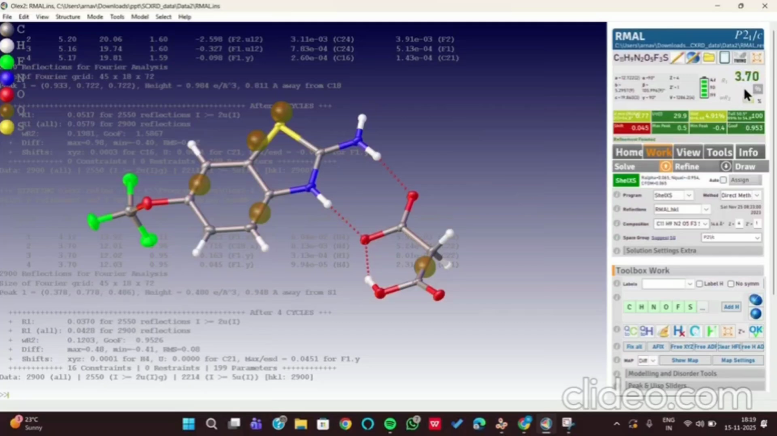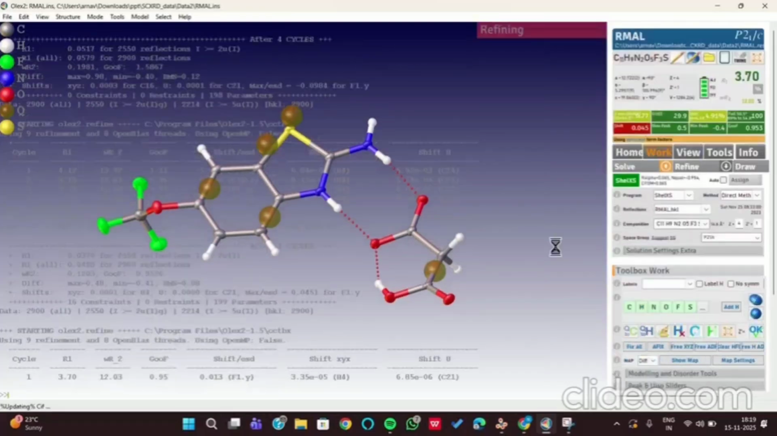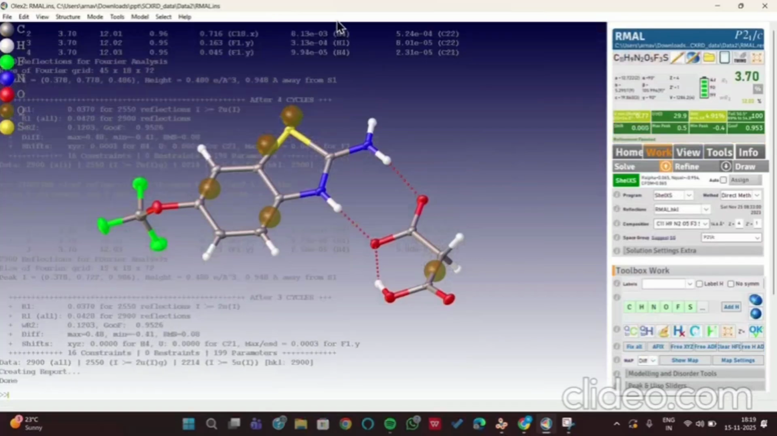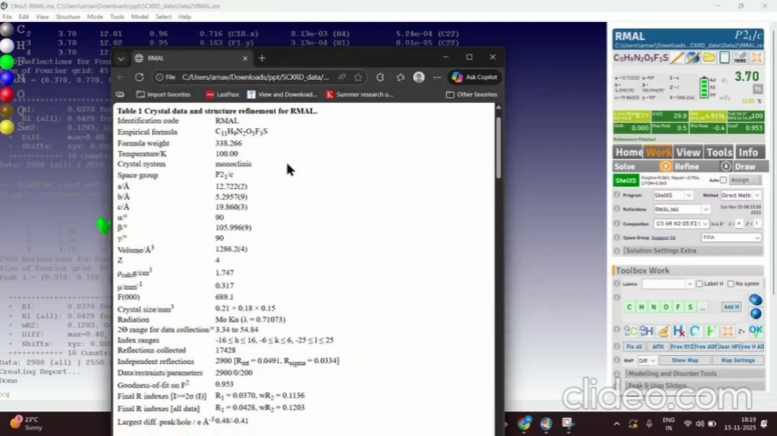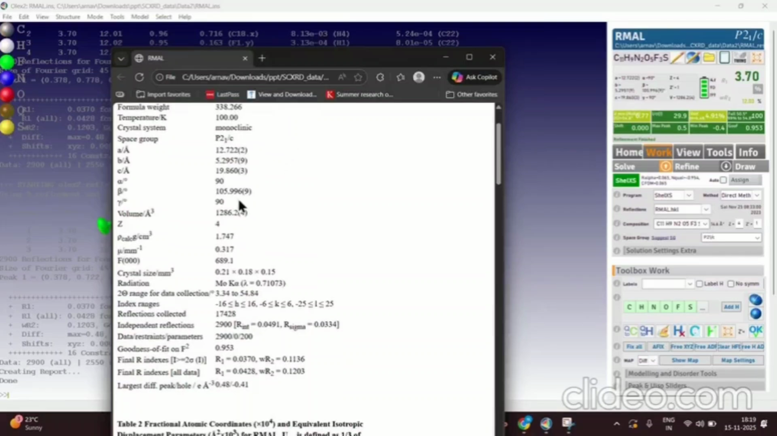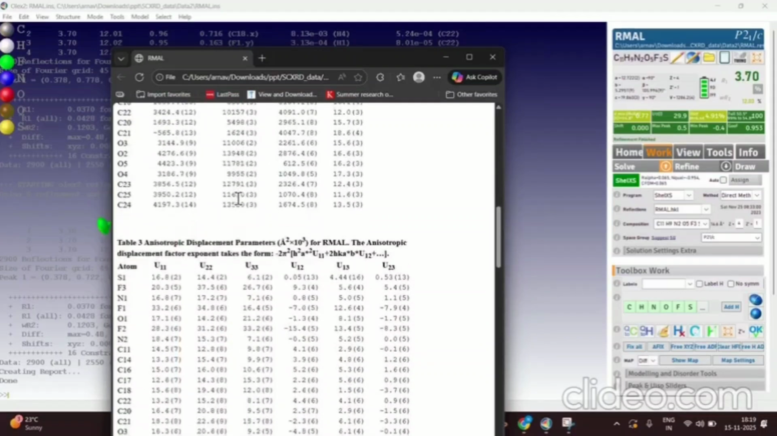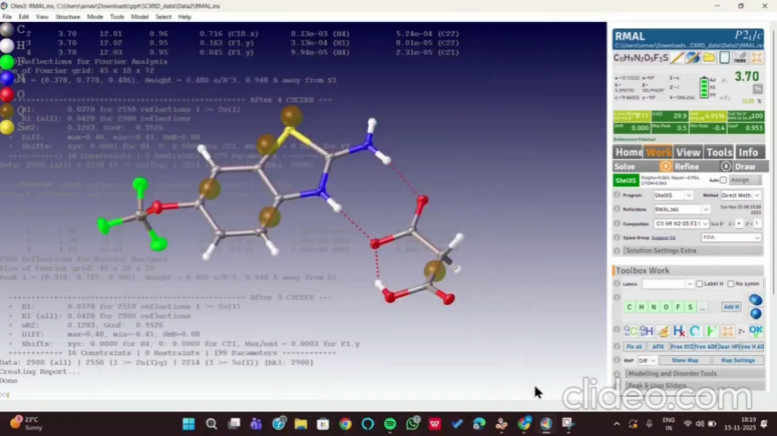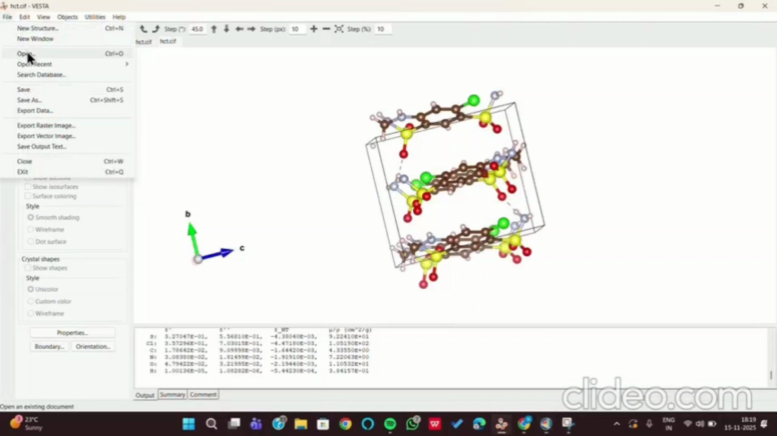As you can see, the R value is between 0 to 5, so we'll just simply download the report, and by downloading the report, we'll open it into Vesta software. This is the report generated, which says the crystal system is monoclinic, a, b, c are written over here, alpha, beta, gamma are there, volume, density, and these are the fractional coordinates for the system. This is the zip file generated. Now we'll open this zip file into the Vesta software to get the data.